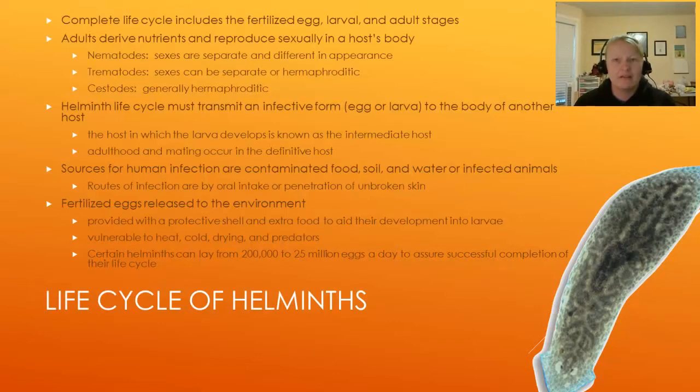When we're talking larvae, they develop in a host known as the intermediate host, and then fully developed, the helminth infects the final host. And inside the final host, mating will occur, and fertilized eggs will be released from that host into the environment. Helminths have very delicate eggs that are vulnerable to conditions and other predators. So to combat this, the helminths will lay up to 25 million eggs a day to help ensure that their genetic information is passed on to the next generation.